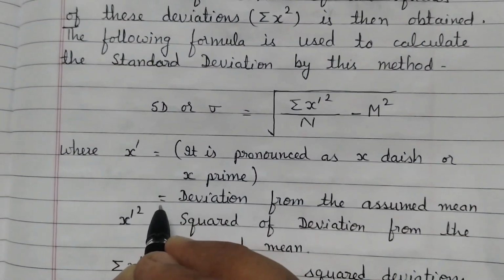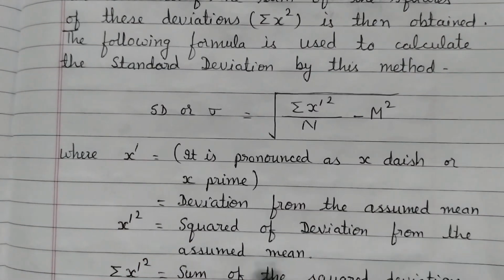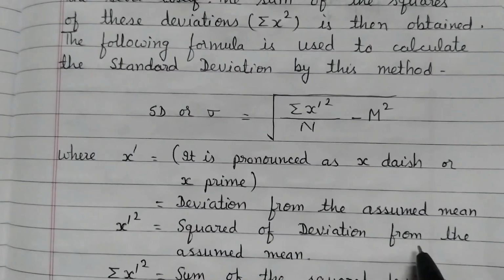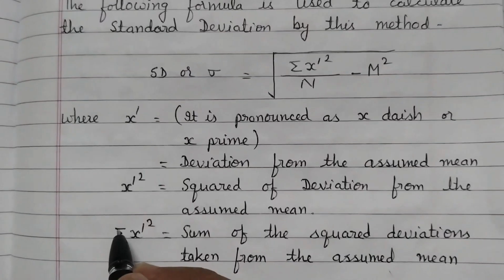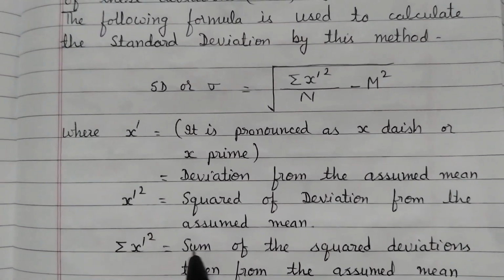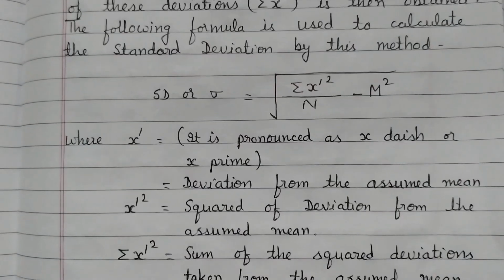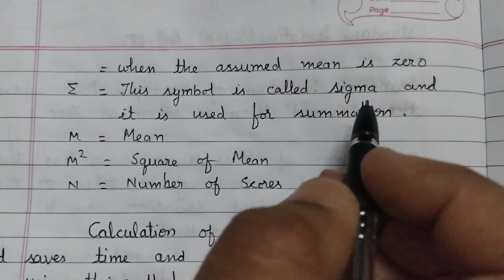This is equal to deviation from the assumed mean. X dash square is equal to squared deviation from the assumed mean. Summation x dash square is equal to the sum of the squared deviations taken from the assumed mean when the assumed mean is 0.